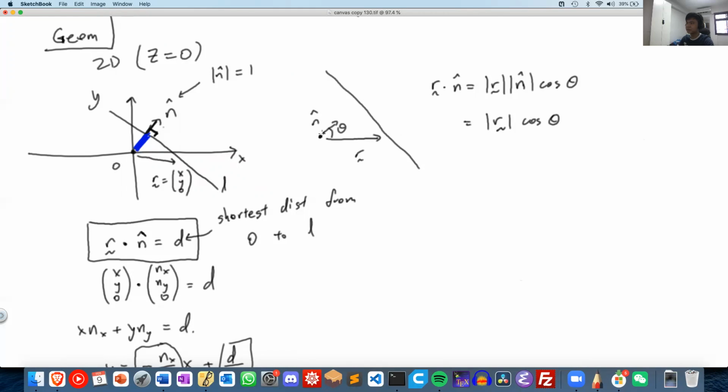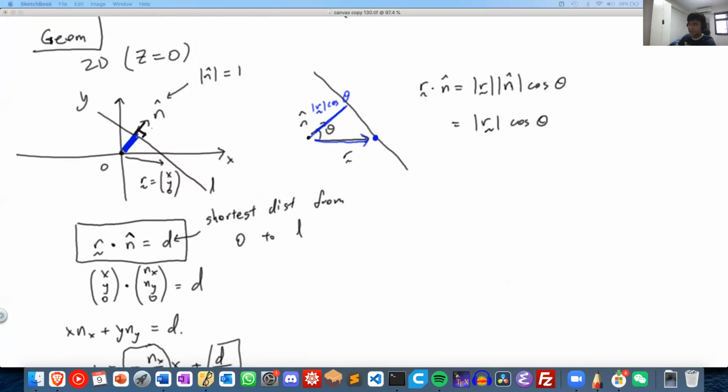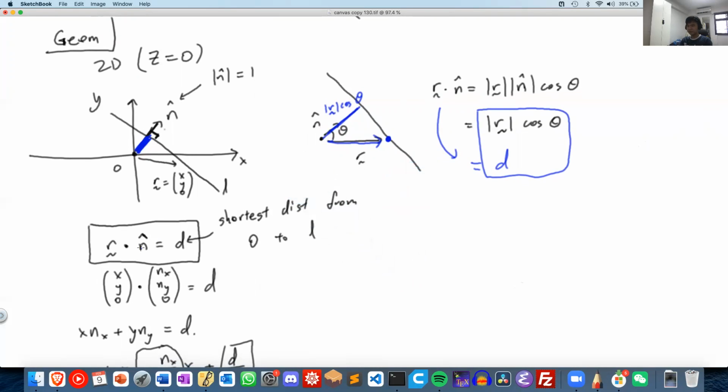So r cosine theta is precisely this distance to the line, because r is a point on the line. Then the length of r is the length of this arrow, so r cosine theta is the length of this. And this is equal to d. The interpretation of d is that it's the distance from the origin to the line, the shortest distance. But this only applies if n was a unit vector. If n wasn't a unit vector, then this step wouldn't be valid because it depends on the length of n hat being 1.